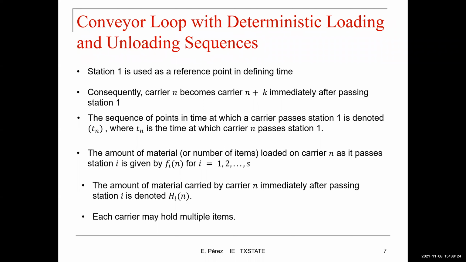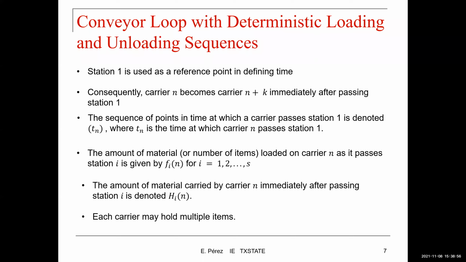And the amount of material or number of items loaded on carrier N as it passes station I is denoted by Fi of N right here, for I equals 1 up to S. And the amount of material carried by carrier N immediately after passing station I is denoted by HI. Each carrier may hold multiple items.